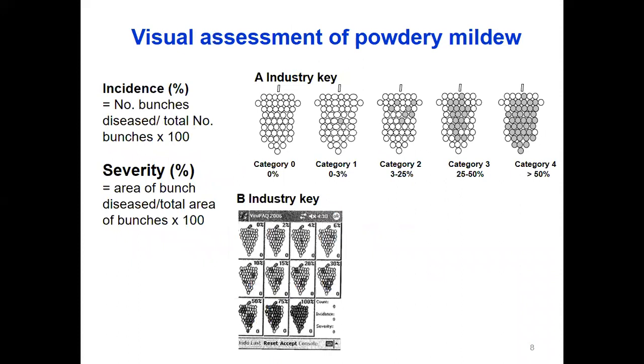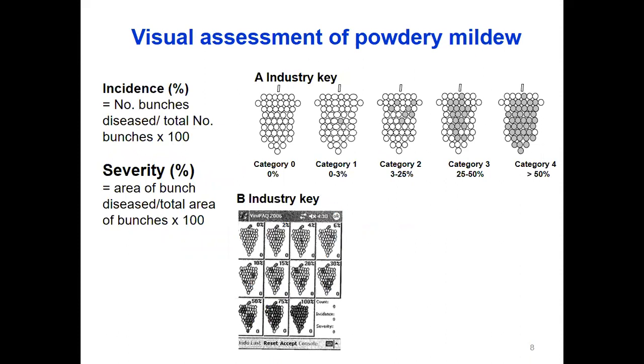So disease in the vineyard is commonly assessed as incidence and severity. Incidence in this context would mean the number of bunches diseased out of the total number that we assessed. And that's typically done early in the season to guide management. Severity is typically assessed closer to harvest because it's most closely related to quality. And here we're assessing the area of the bunch, or the proportion of the bunch affected out of the total area that we assess.